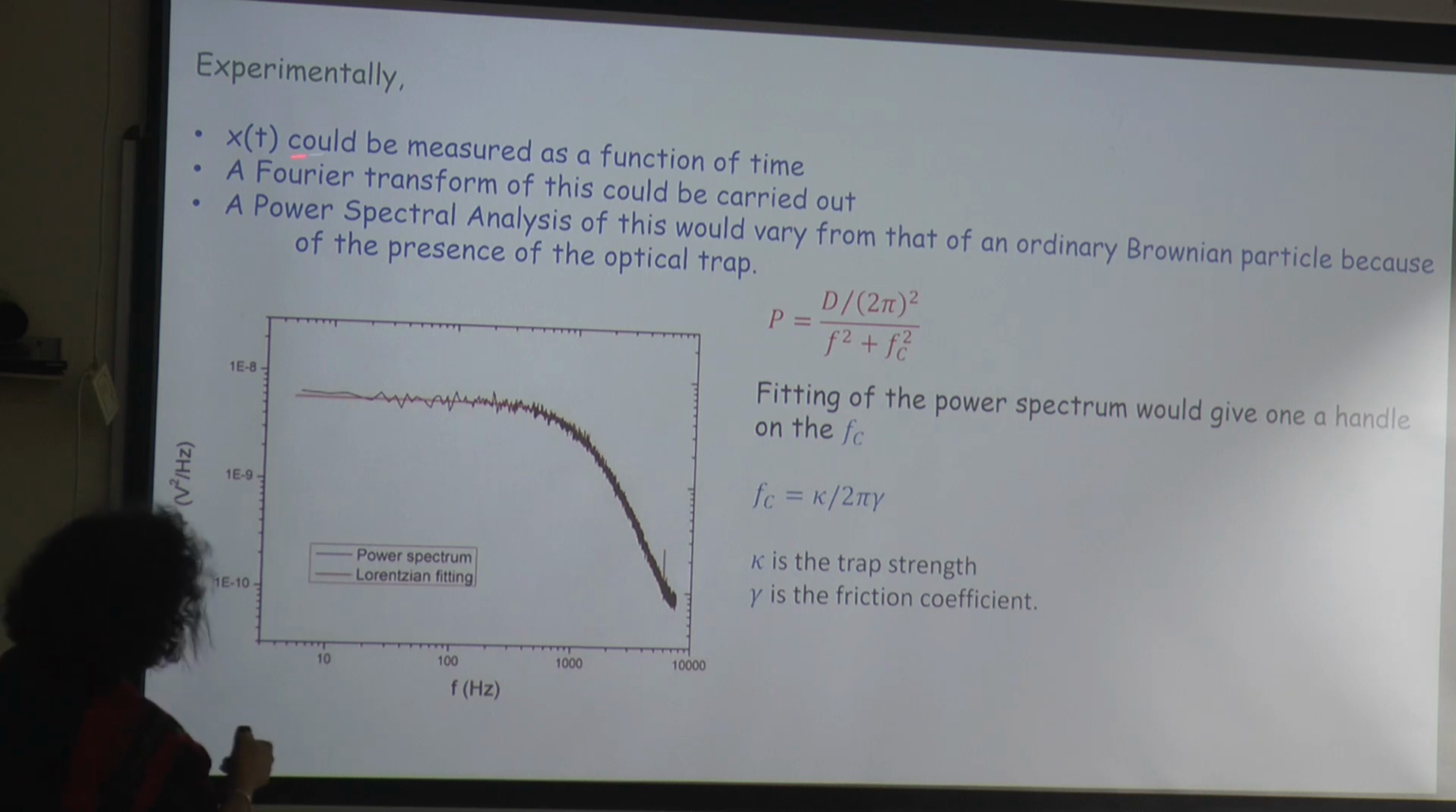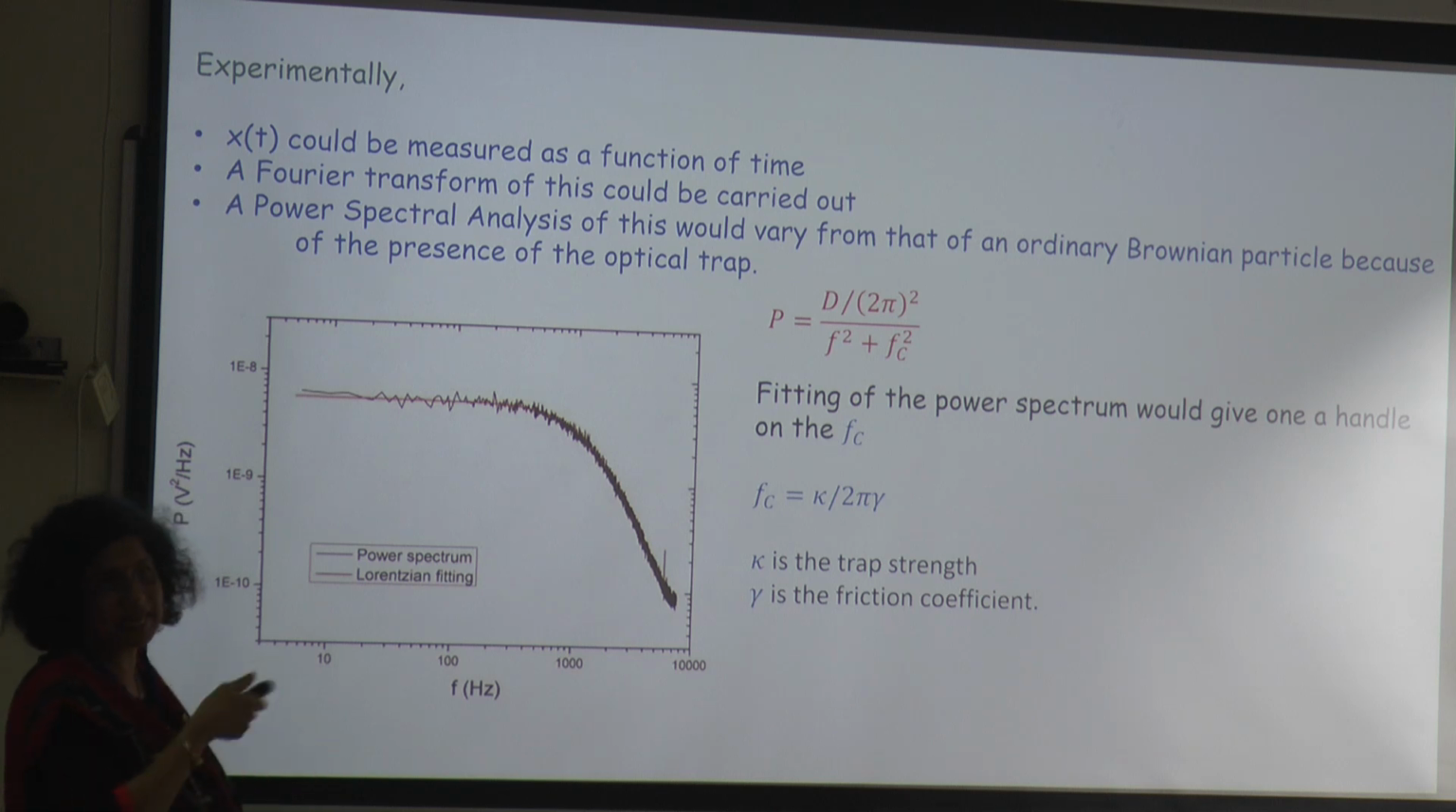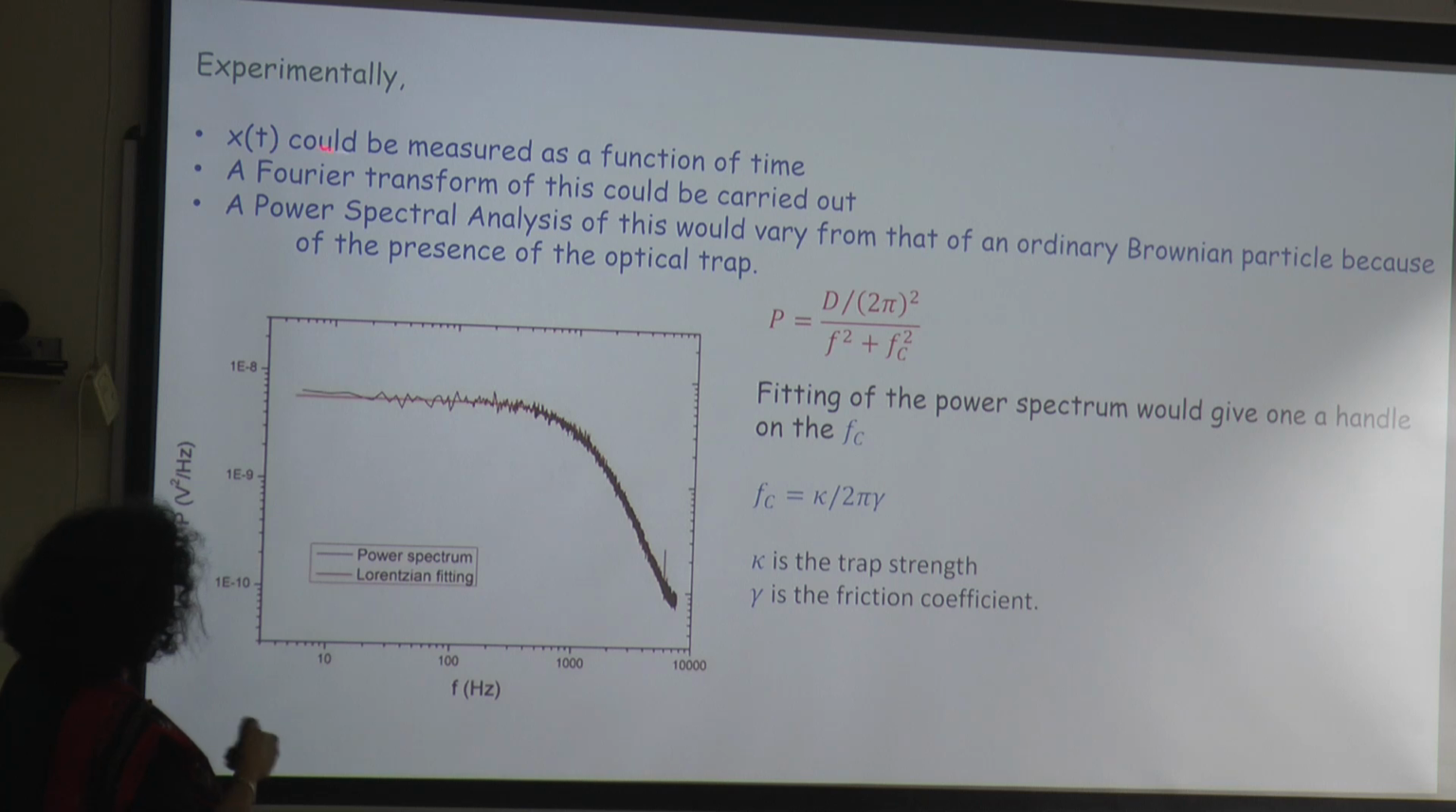Now, what you would essentially do, as you just said, since I skipped over this, is measure the position as a function of time. This is in the time axis, showing how it's behaving over time. A Fourier transform of this is done, and then you get it in the frequency domain. So you get the frequency, and this is your power spectral density.